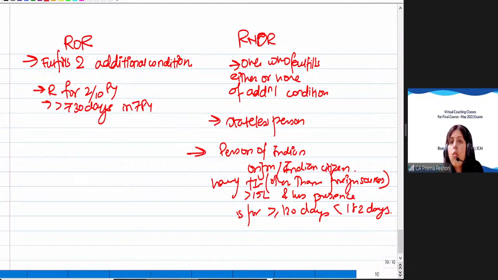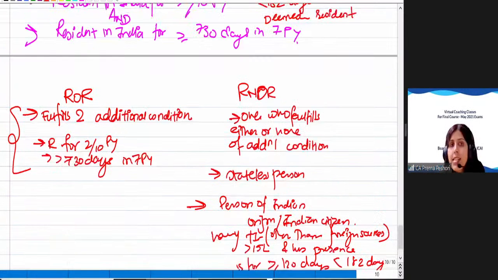So only a person following the exceptions, a stateless person, and a person who fulfills either or none of the additional conditions will be considered RNOR. And if you fulfill both conditions, you will be considered ROR. So for exception 2 and exception 3, you need not test the additional conditions, whereas for the rest of the cases, you have to test them.